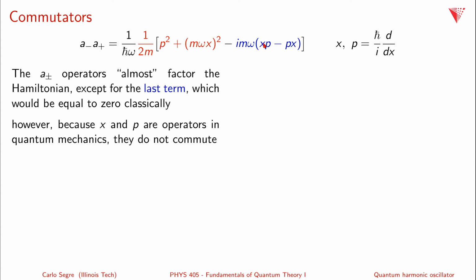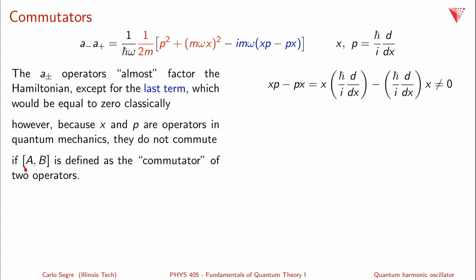The order matters. And we want to figure out what the proper order gives us. So we're going to evaluate this quantity, xp minus px. And this is called the commutator of x and p. But let's evaluate it first, then we'll talk about commutators a little bit more. So I have x times h bar over i d by dx, minus h bar over i d by dx times x. And this is not equal to 0.